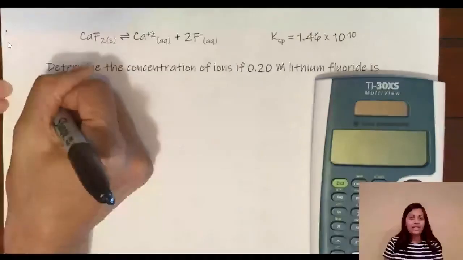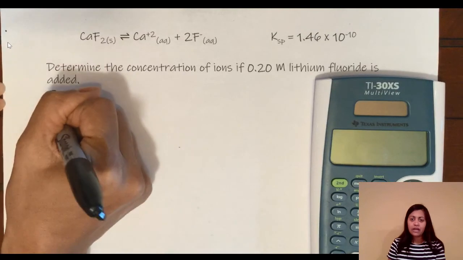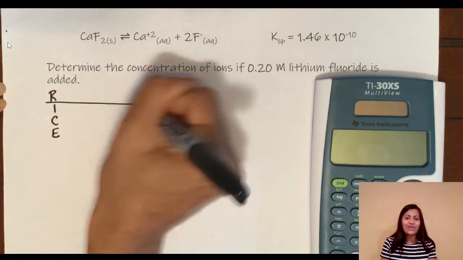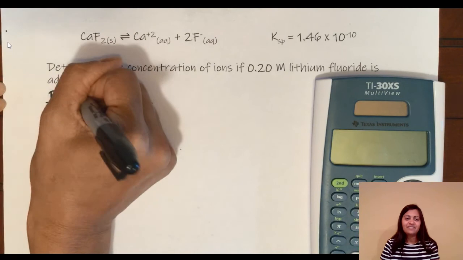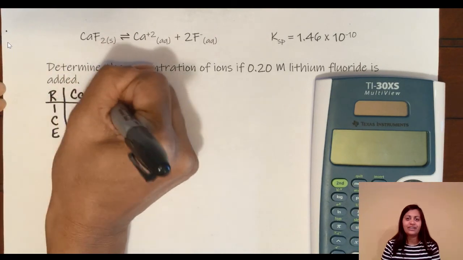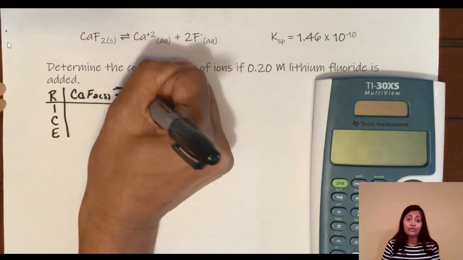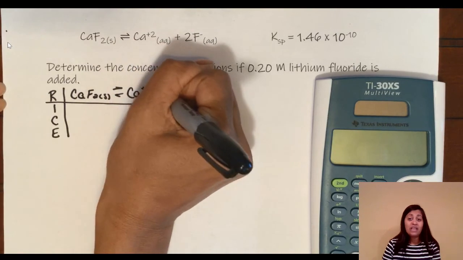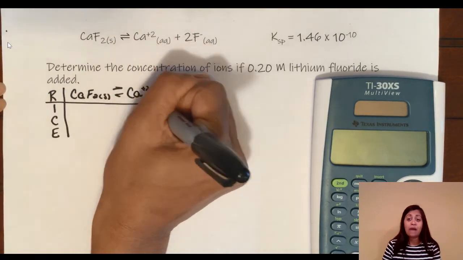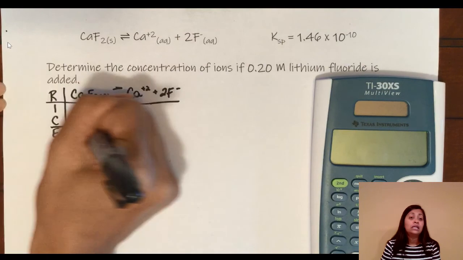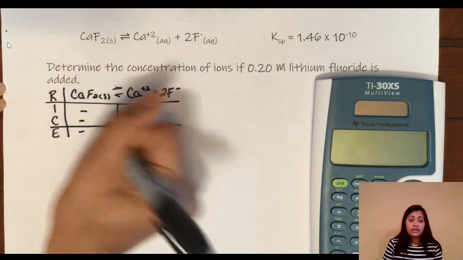All right, so again, with our RICE table, I can't emphasize this enough. Make sure that you have this in there. And don't just try to plug right into your equilibrium expression, because your AP readers are looking to see that you know that that change will also include what's happening with your lithium fluoride. So again, with the solids, that's all negligible.